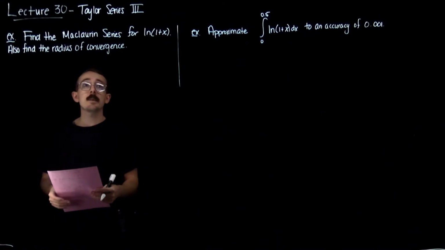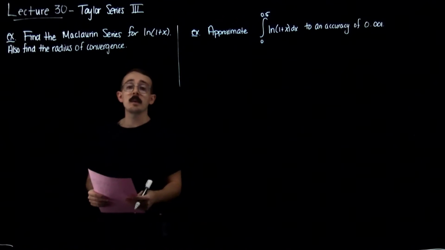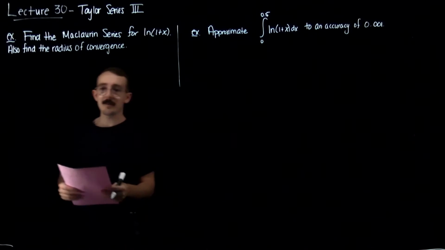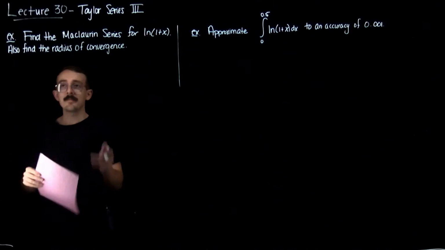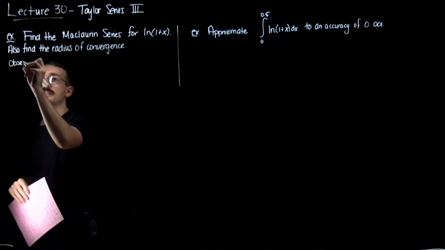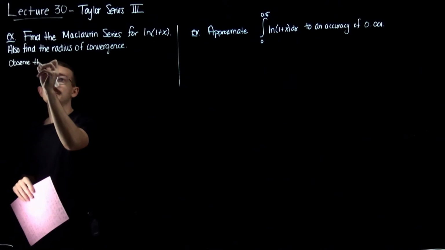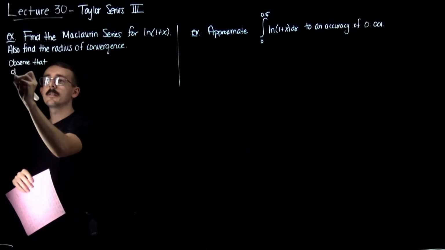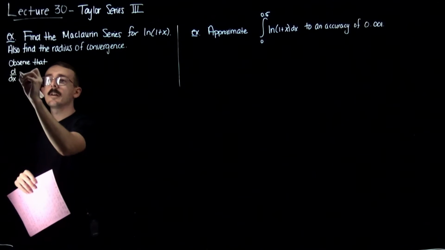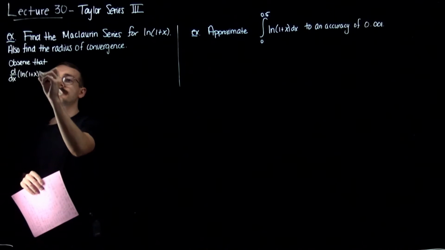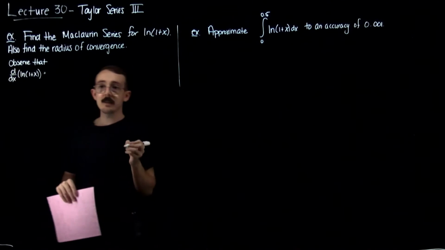We're going to find the Maclaurin series for ln of 1 plus x, and we're also going to find the radius of convergence for this Maclaurin series. So first thing we're going to do is make an observation. Observe that if you take the derivative of ln of 1 plus x, what is that equal to?